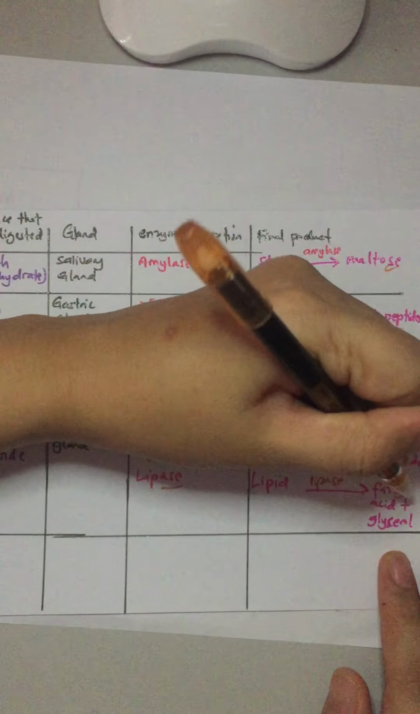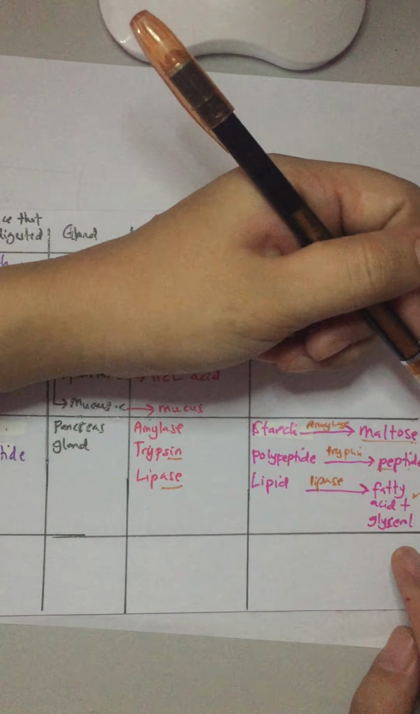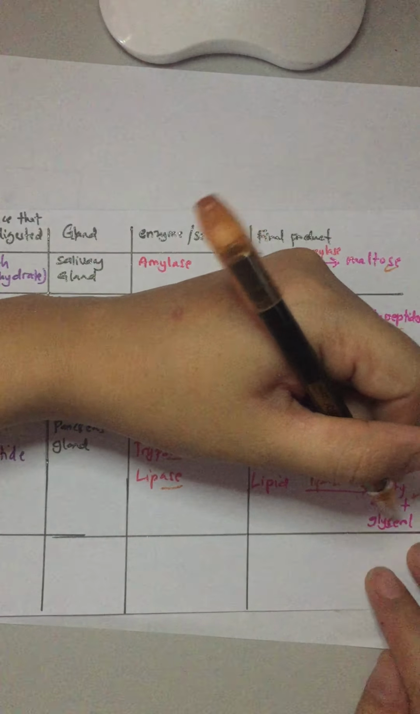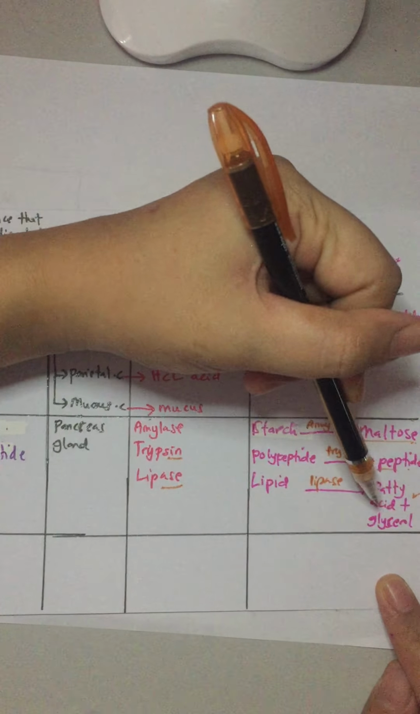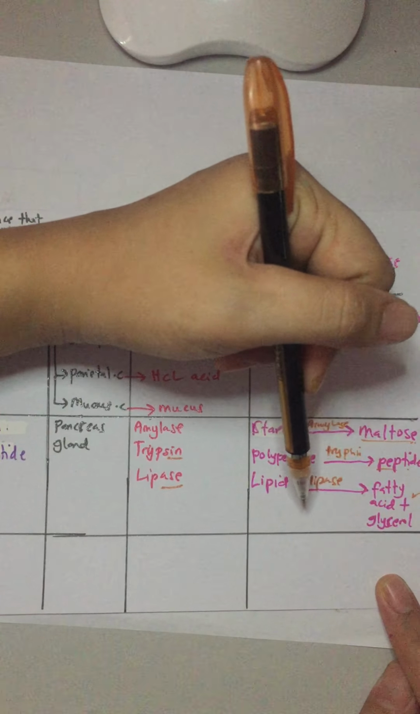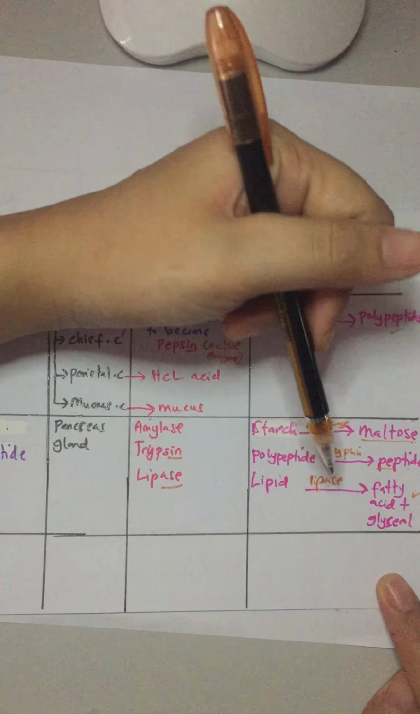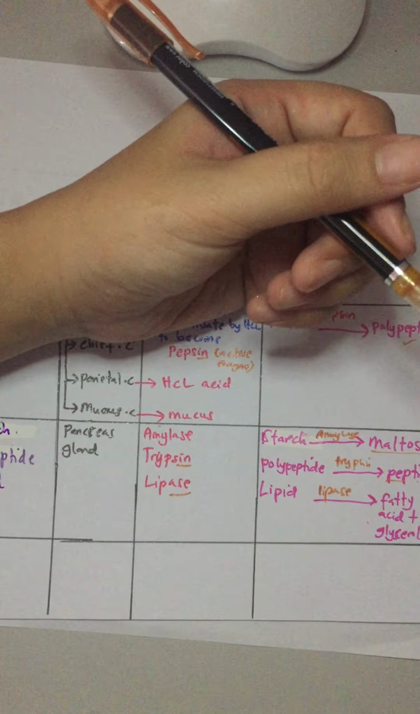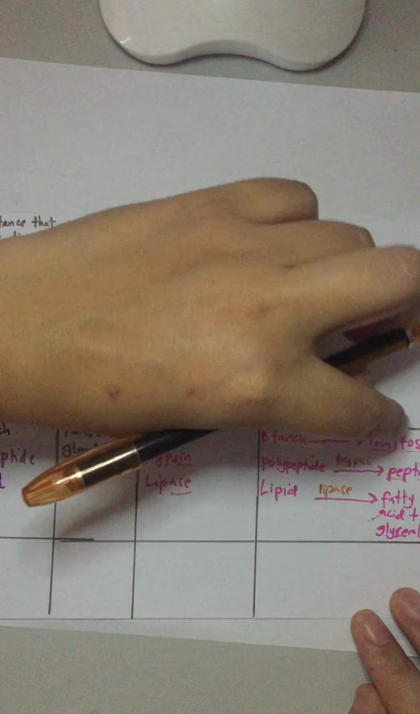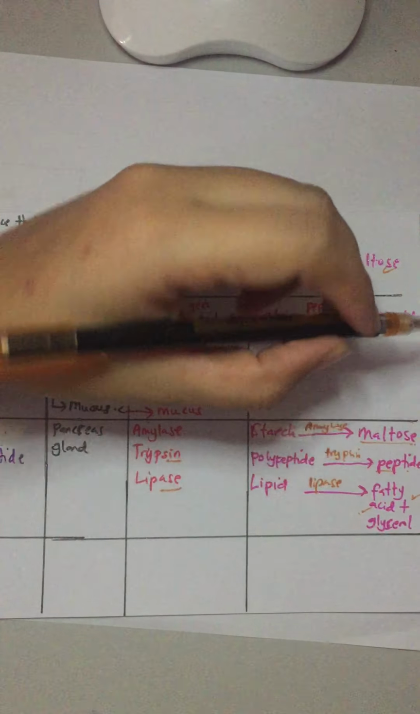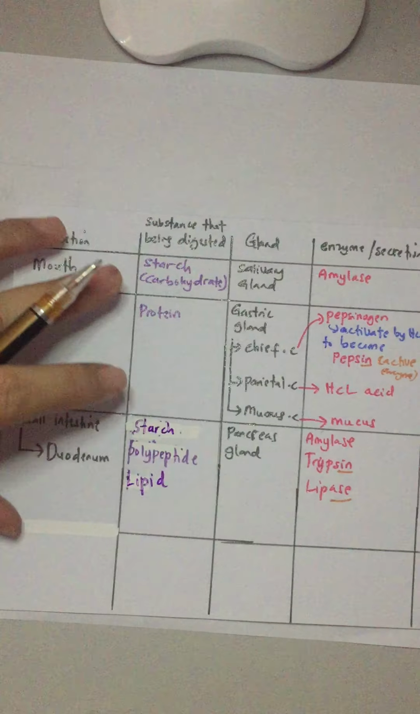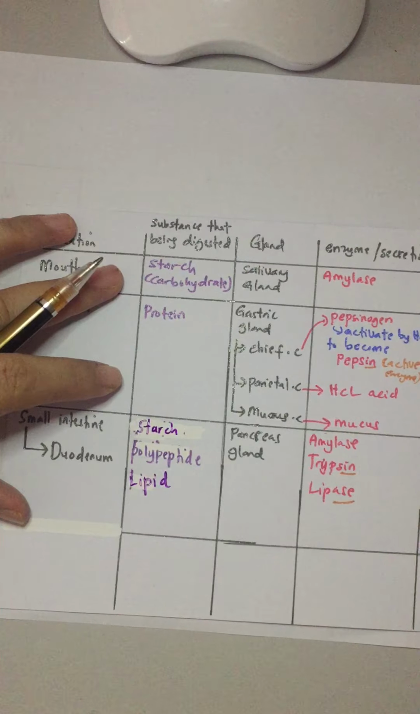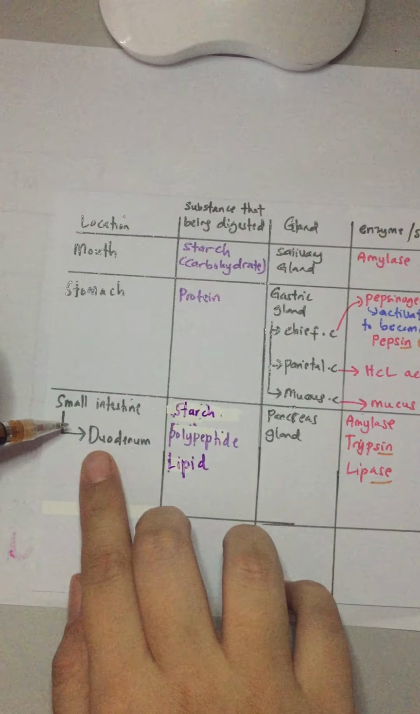Okay, so kamu tengok dia punya final product di sini. So this is fatty acid and glycerol. So fatty acid and glycerol is a simplest form of lipid. Okay, jadi dia sudah jadi simplest form, they are done, sudah siap. Okay, tapi yang ini maltose and peptide masih lagi perlu di digest sebab dia belum lagi mencapai tahap simplest form. Okay, so itu adalah duodenum.